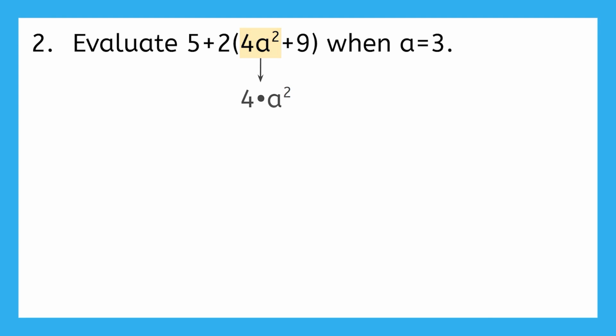Okay, now that we've had a good look at this expression, pause the video here and substitute the given value of a into the expression. After substituting the given value of a into the expression, we are left with 5 plus 2 times this whole thing, 4 times (3) squared plus 9. Notice the parentheses around 3, they show that only the 3 is being squared, and they show multiplication between 4 and 3 squared. Now let's evaluate using the order of operations.